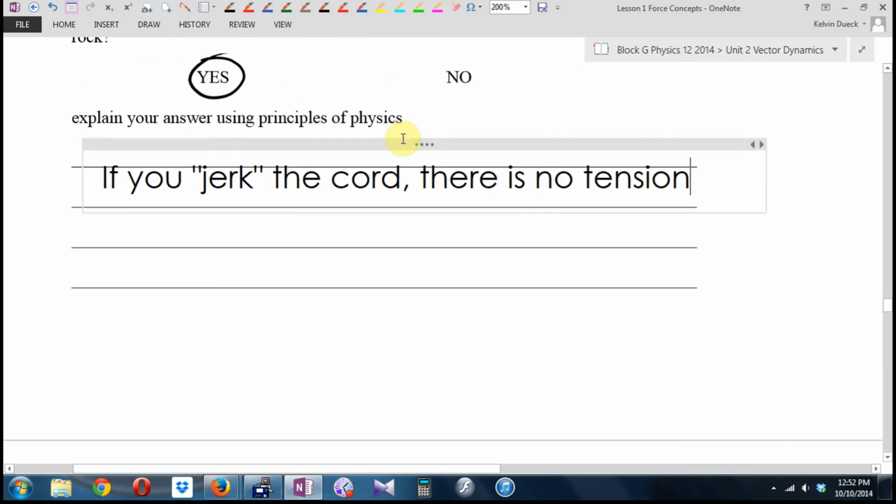So if you jerk the cord, you get zero tension. You saw slack in the cord when I yanked on the rock. It continues going up, it's in free fall going up for a split second.